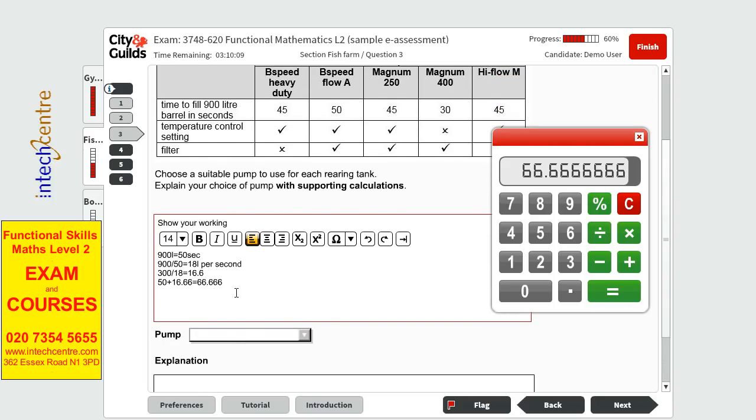Let's find out whether a Magnum 250 will be suitable. It looks like it will be because it's the only one left. But we still have to show our calculation because it says explain your choice of pump with supporting calculations. So our calculations should determine which pump is suitable. Now again we have 900 liters that equal to 45 seconds this time. So we do again 900 divided by 45. We get 20 liters per second.